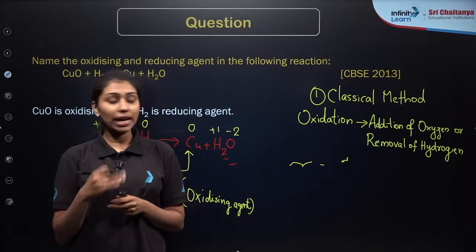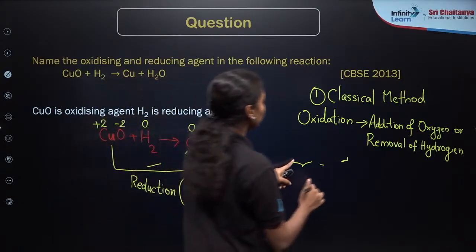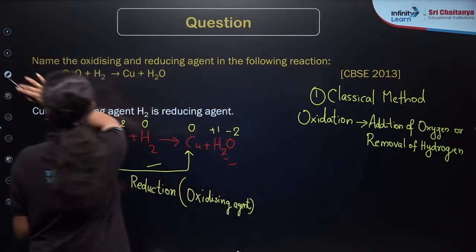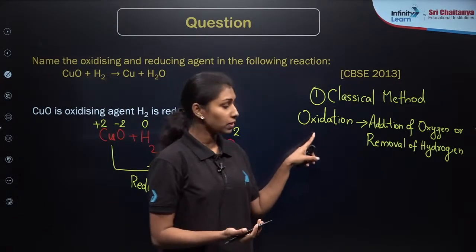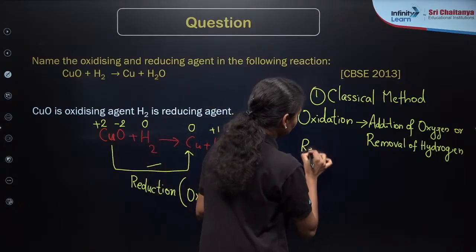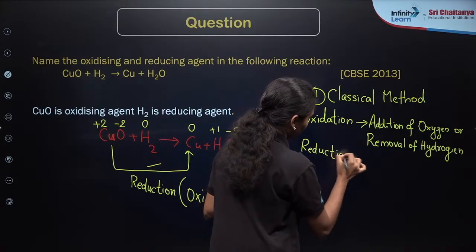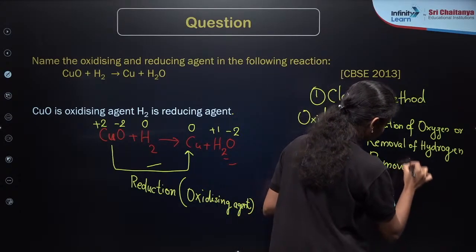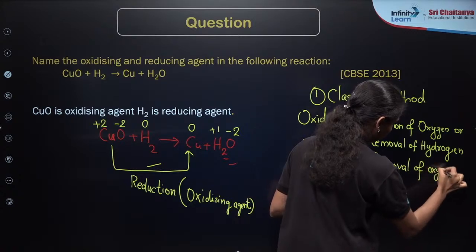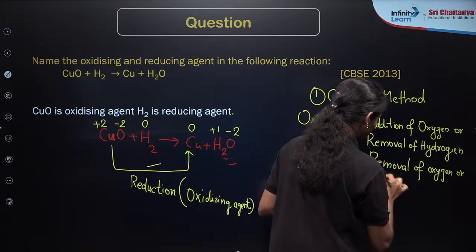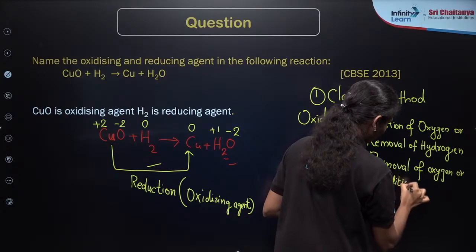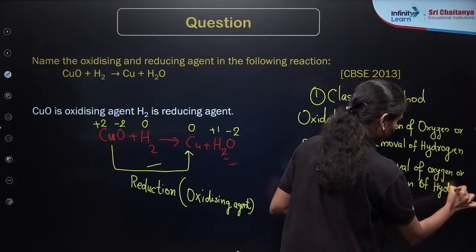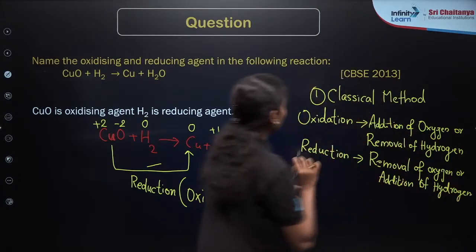Okay, there will be three methods to identify the oxidation and reduction. I will be explaining one by one. So according to classical concept, oxidation is the addition of oxygen or removal of hydrogen. Then what will be the reduction? Just reverse, right? Removal of oxygen or addition of hydrogen. So this is the first method.